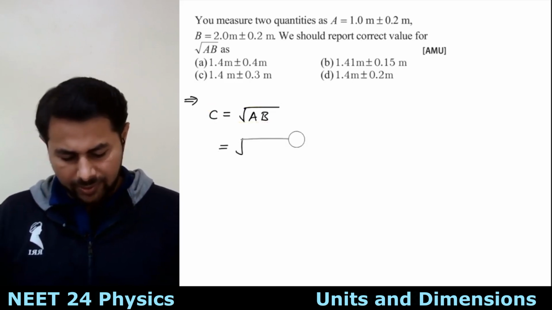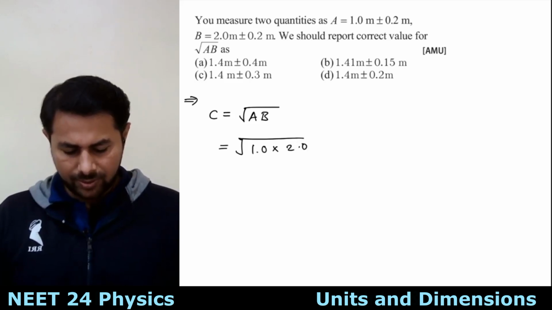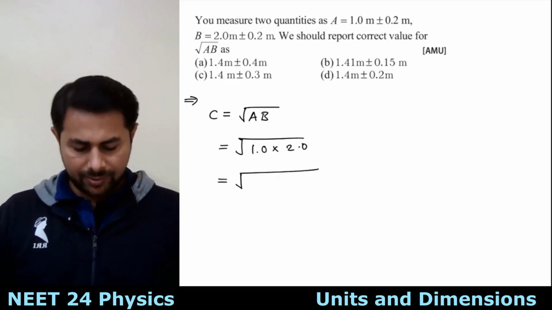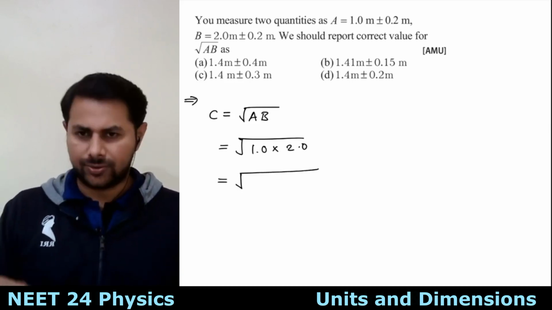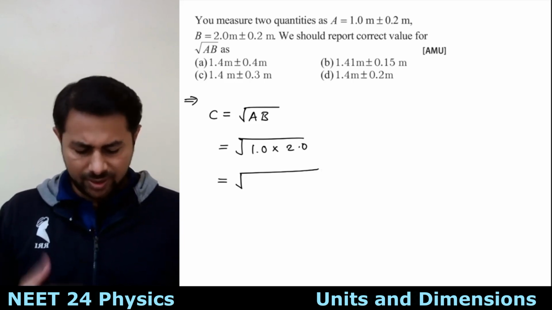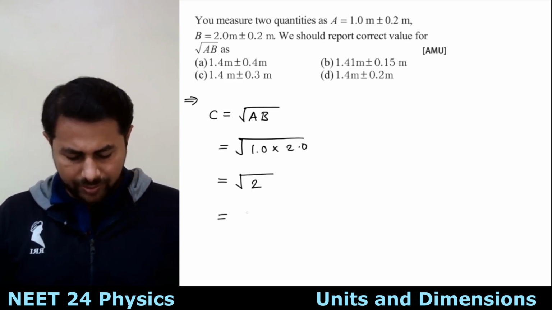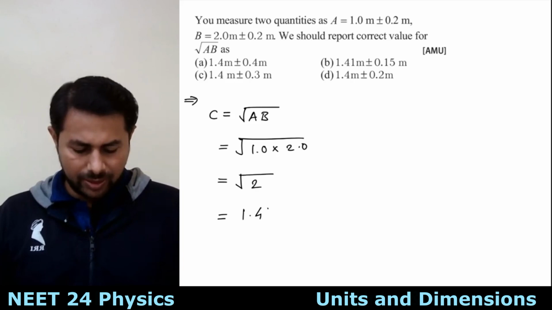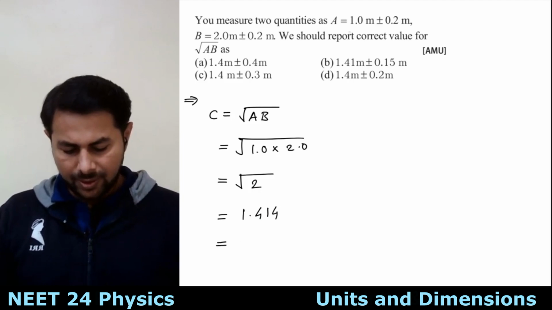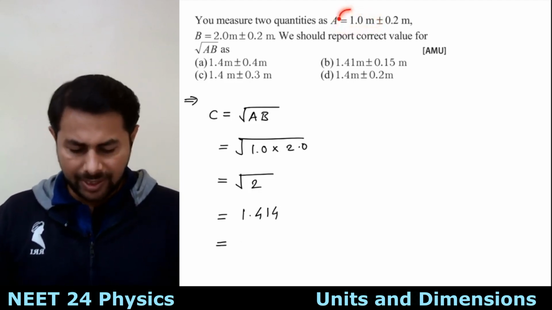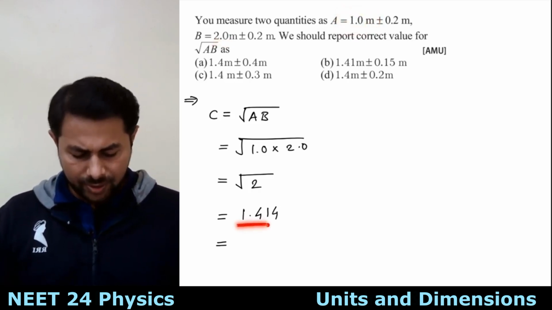Okay, so A is 1.0 and B is 2.0. So multiplication would be what? 2.000, something like that. Am I correct? 2.00, right? But you are taking the square root, so it's just the square root of 2. So what will be the square root of 2? I told you to remember that 1.414, right? That is the square root of 2. But then your measurements had only one significant digit after the decimal point, so you need to round it up.